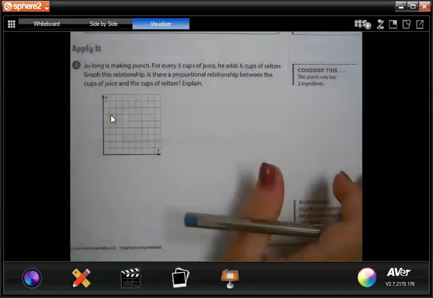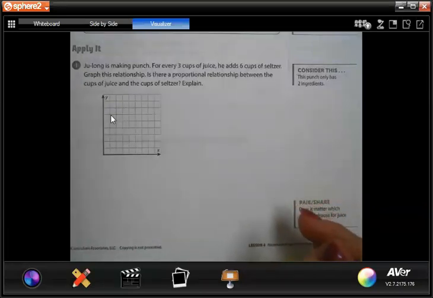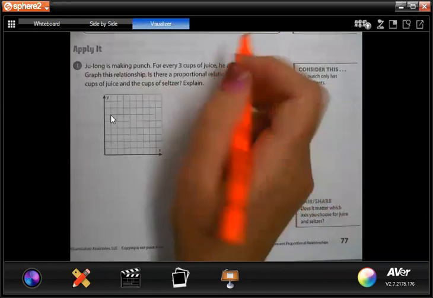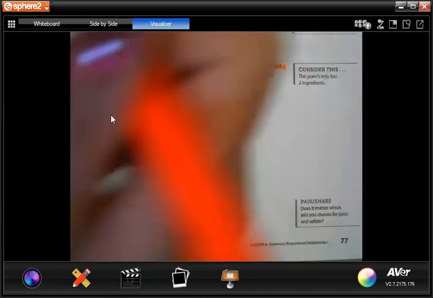He is making punch. For every 3 cups of juice, he adds 6 cups of seltzer. Graph this relationship. Is there a proportional relationship between cups of juice and the cups of seltzer? And explain. So, first step, we read through it. We know that there are 2 quantities. There are juice and seltzer.